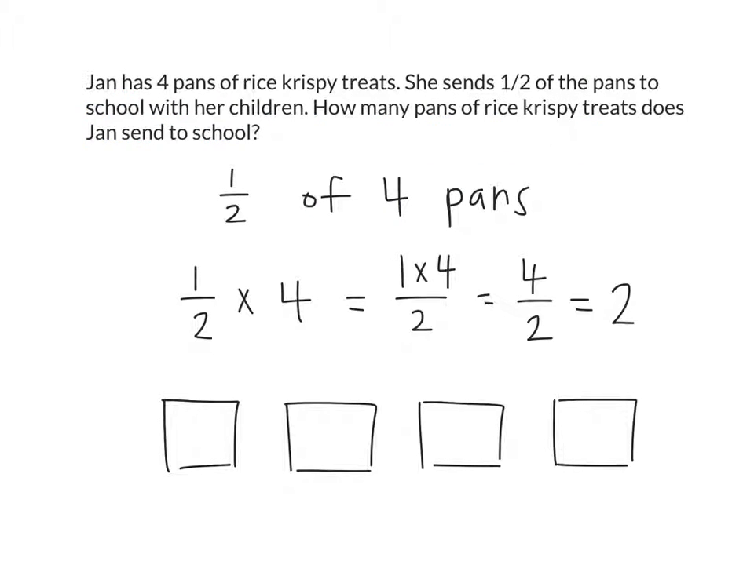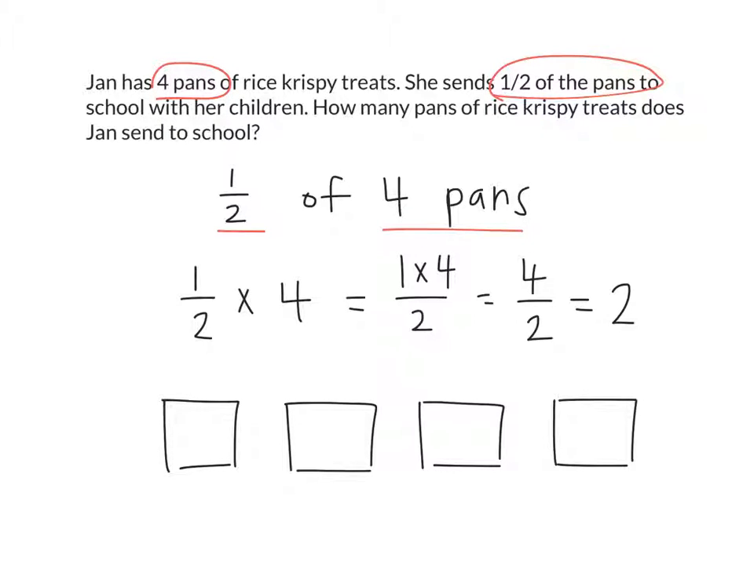Here's the situation, guys. Jan has 4 pans of Rice Krispie Treats. So she was busy baking over the weekend, and she made 4 pans of Rice Krispie Treats. She's going to send half of those pans to school with her children. How many pans of Rice Krispie Treats does Jan send to school? Well, in order to figure that out, we'd have to find out what half of 4 pans is, right? Because we know that she's sending half of her pans to school, and altogether she made 4. So it's half of 4 pans.